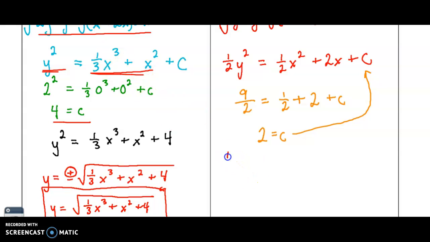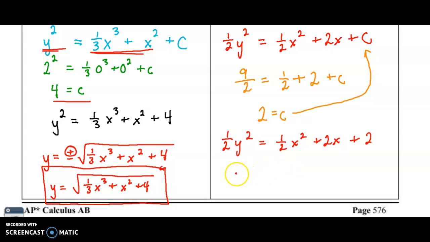So I'm going back to my work. 1/2 y squared is equal to 1/2 x squared plus 2x plus 2. Well, to solve for y now, I need to multiply everything by 2. So this times 2 will just give me x squared plus 4x plus 4. That's why you didn't have to solve earlier. You may have gotten a different c value if you multiplied everything by 2 earlier, but it does eventually become 4.